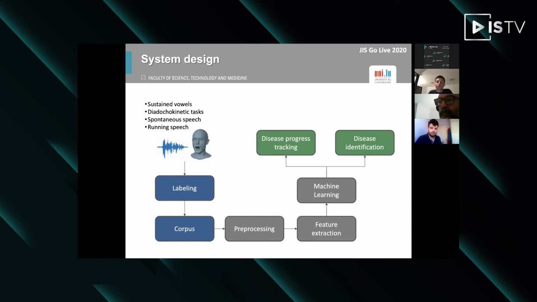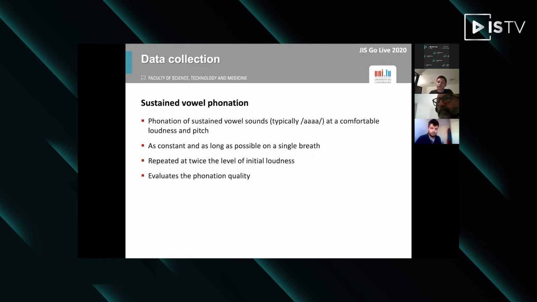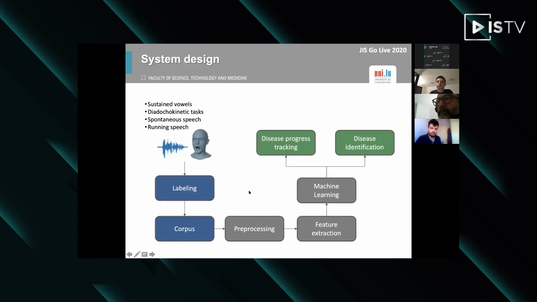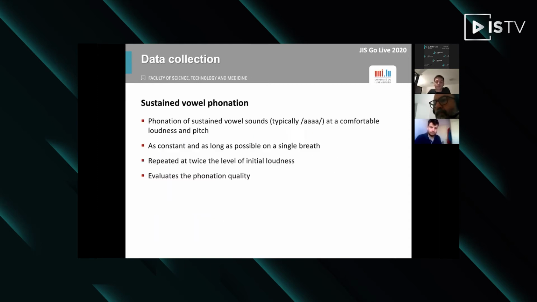entering these features into an appropriate machine learning model that will perform either the task of disease identification, which is basically a classification task, or disease progress tracking, which in our case here is defined as a regression task.